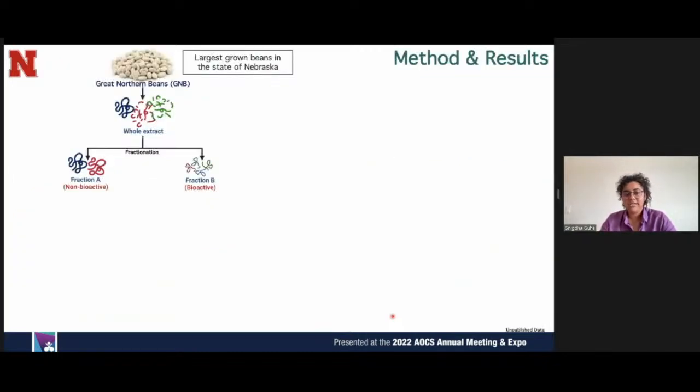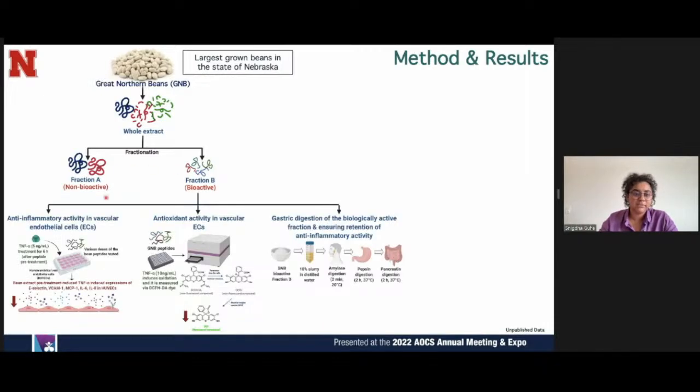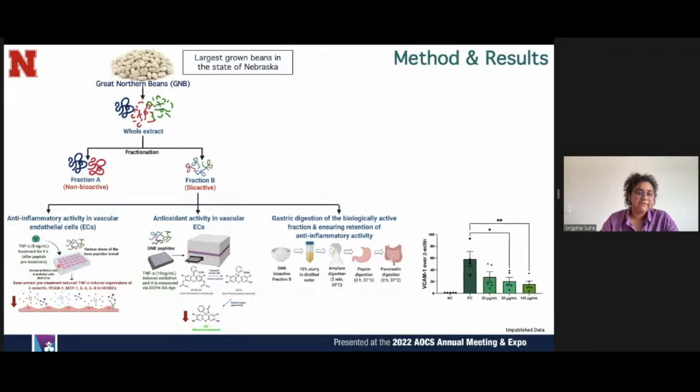Therefore, in my project, I'm working with Great Northern beans, which are the largest grown beans in the state of Nebraska. I have developed and optimized an extraction method where I get a whole extract and I fraction it into two parts, fraction A and B. Both these fractions were tested for their bioactivity, and fraction B was found to be bioactive because of, first, the anti-inflammatory assay, which we performed on vascular endothelial cells, which are basically blood vessel cells.